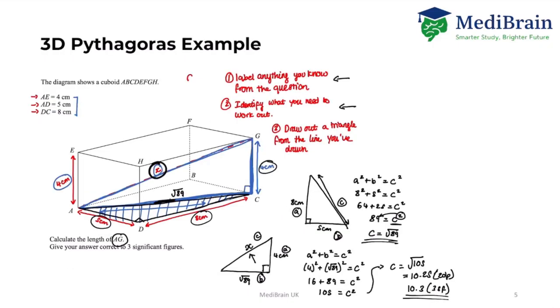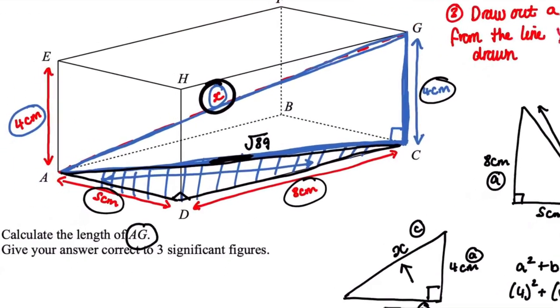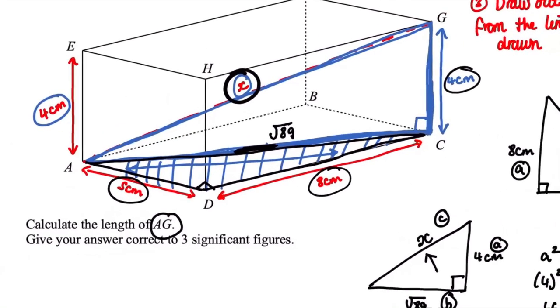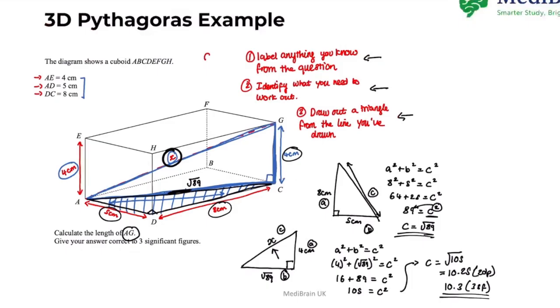So we're just going to draw out A to G, the dotted line, because that's the line we need to work out. Then you're going to use that line to make yourself a triangle. So this unknown line, we had X over here. We've made ourselves a right angle triangle by drawing a line downwards and then across. So we've drawn out the triangle.